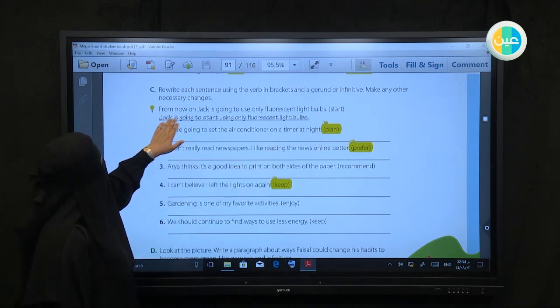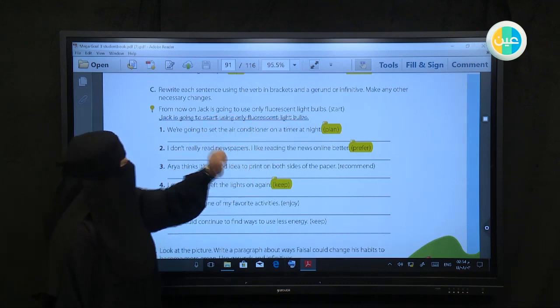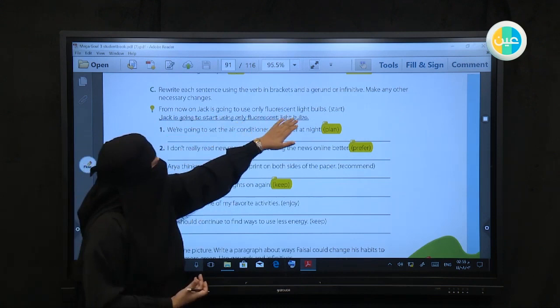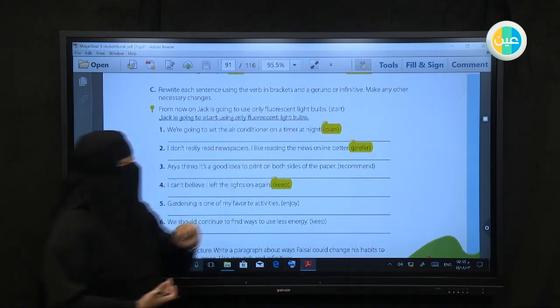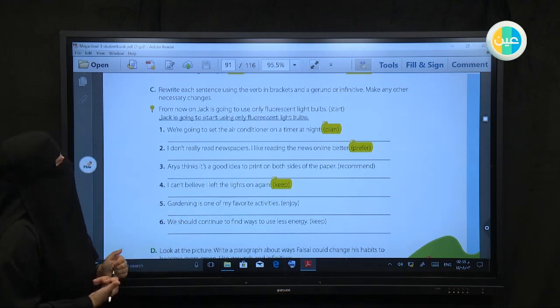From now on, Jack is going to use only fluorescent light bulbs. Okay? يعني مبدأ حفاظه على البيئة. جاك قال أنا هستخدم إيش؟ الفلوريسنت لايت بولبس، اللمبات هذه البيضة الفلوريسنت. And الفعل اللي بوكي تستخدميه start، إن هو لسه ما بدأ. He's planning to start. يخطط إن هو يجرب هذه اللمبات ويبدأ يستخدمها.